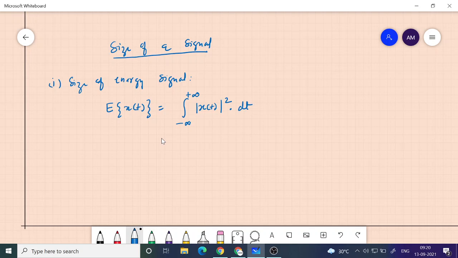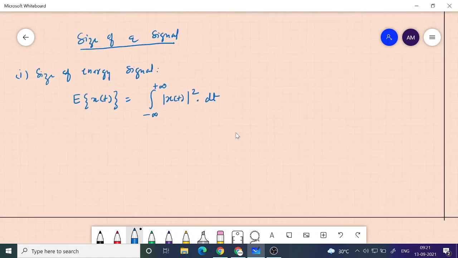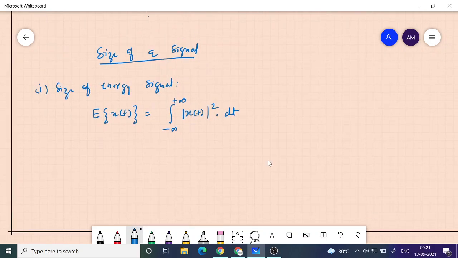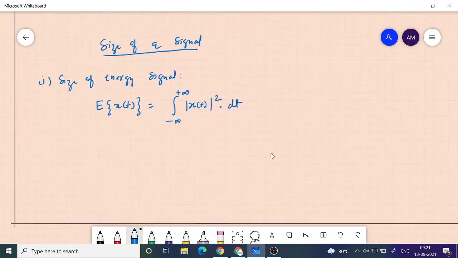Time is basically the independent variable. We are assuming time as the independent variable from here onwards, and we are only talking about one-dimensional signals. Under that assumption, energy of a signal is an estimate of the size or the strength. If the signal has high amplitude, it has large energy inside. Now why do I say energy signal? If this is finite, then we call it an energy signal.